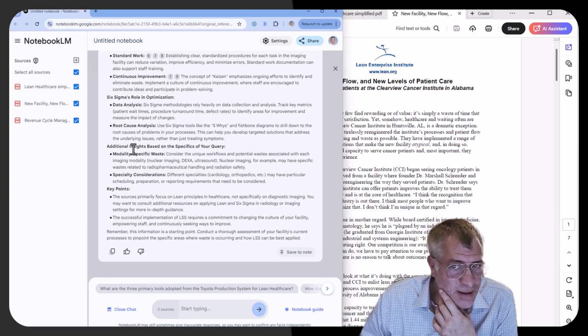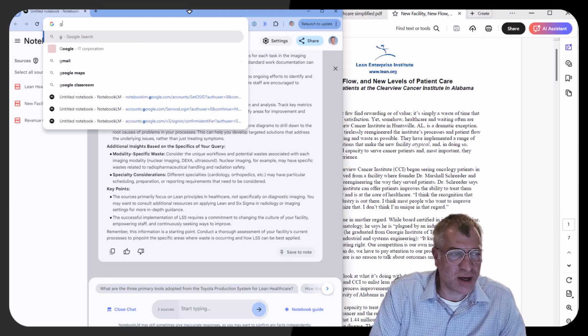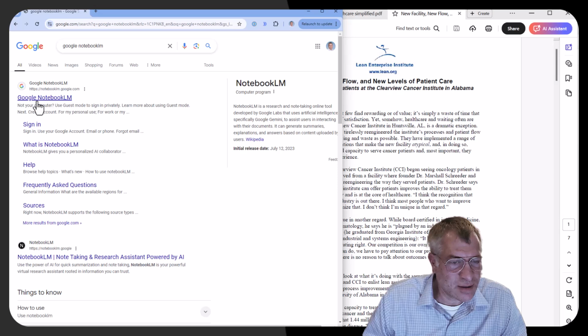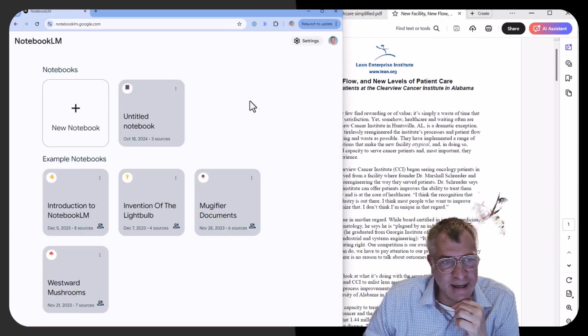All right, so this gives you a sense of what this looks like. Just do a Google search on Google NotebookLM, and you'll find it. Google NotebookLM. You log in with your Google ID, and you're good to go.